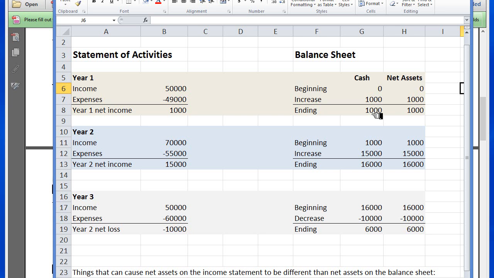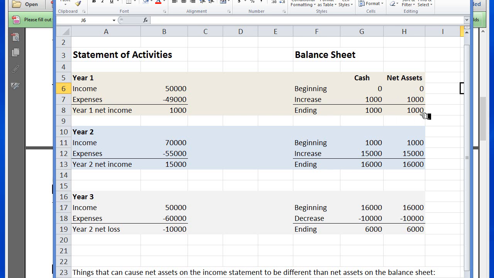Now we know, based on our formula for net assets, that total assets, which is $1,000, minus liabilities, which is 0, equals net assets. So our cash and our net assets are the same. What you're going to find here is that as long as cash is our only asset, and as long as we don't have any liabilities, your cash and your net assets are always going to be the same.